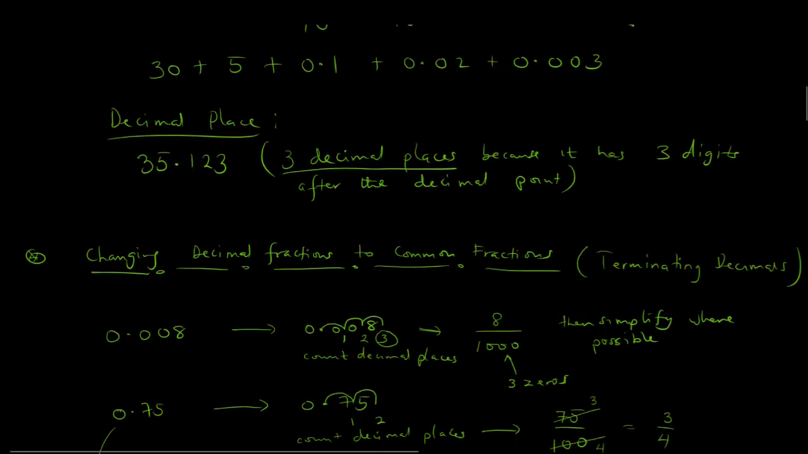Let's talk about decimal places. We say decimal place when we count a digit to the right of the decimal point. So in this numeral, as an example, 35.123, we have 3 numbers after the decimal point. So we say this number has 3 decimal places because it has 3 digits after the decimal point. If it is 2, then it will be 2 decimal places. If it is 1, then it will be 1 decimal place. Sometimes we use this when we are approximating or rounding up or down decimal fractions.